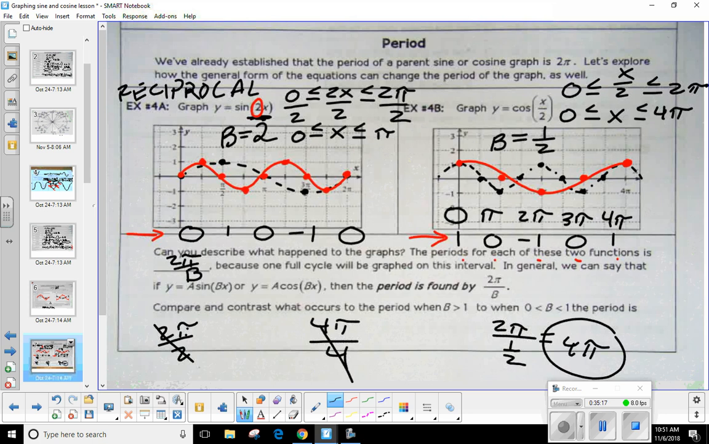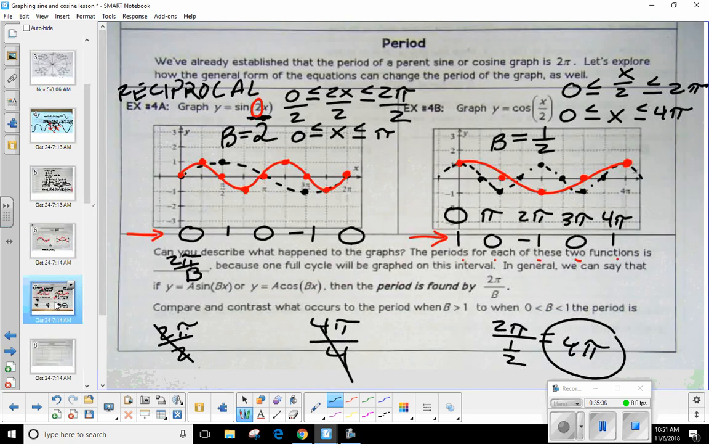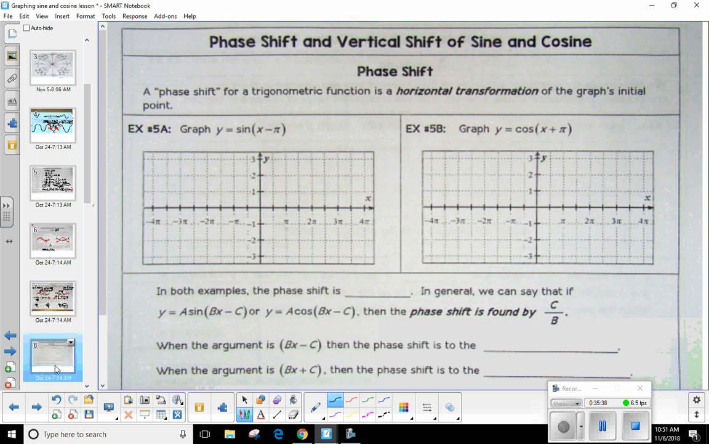Now, okay, hang on. Let me show you this very quickly. I'm just going to go ahead and mention this. Phase shift. That's just a fancy way of saying we want to move the graph left or right. It's just a horizontal shift. Well, you'll notice in these previous examples, I was multiplying by x. Here, I'm adding and subtracting. So it doesn't matter if you're adding or subtracting, if you're multiplying, or if you're doing both.